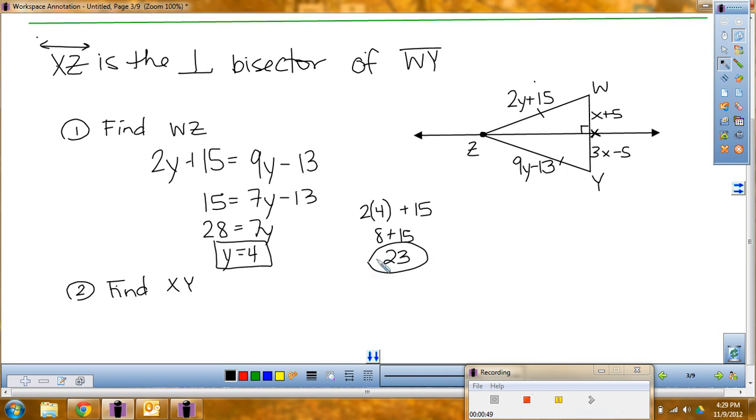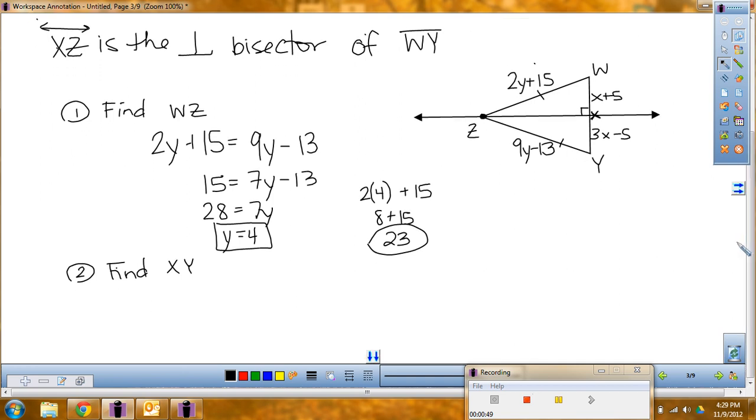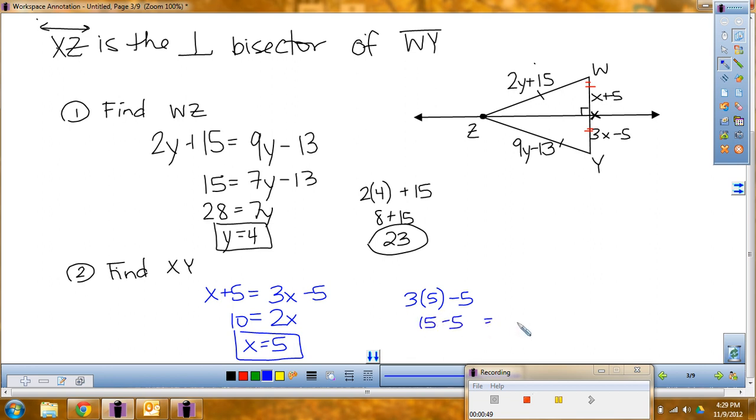Okay? So there's our answer for WZ, and that again is using the fact that any point that is on a perpendicular bisector is equidistant from the segment that it bisects. Now we want to find XY, which is this little segment here. So this is going to be using just the straight up definition of a bisector, that if this is a bisector, we know it is bisecting these segments, WX and XY. Those are going to be congruent. So we have then x plus 5 is equal to 3x minus 5. Solving, we find that 2x is equal to 10, therefore our x is equal to 5. Right. And again, they want us to find XY, not just solve for the variable. So substituting it back in, we have 3 times 5 minus 5, which is 15 minus 5 equal to 10.